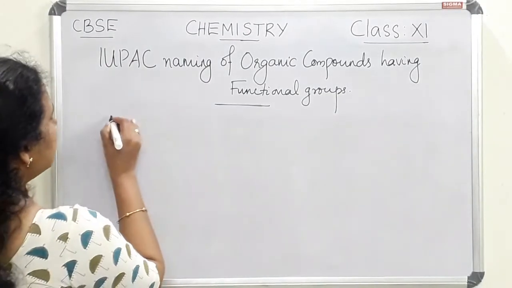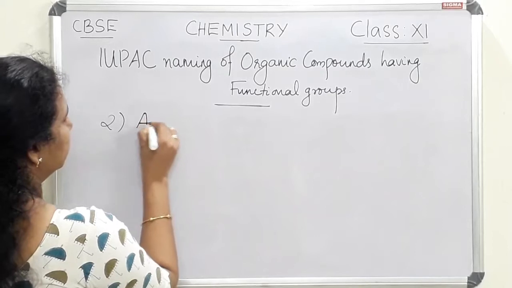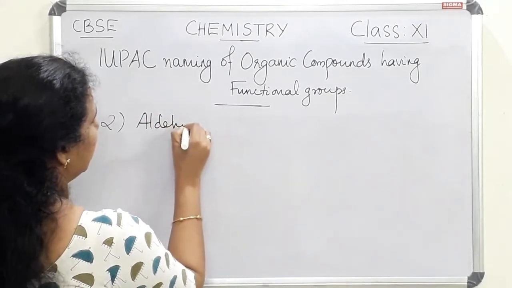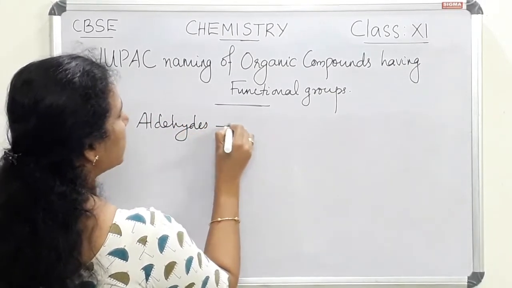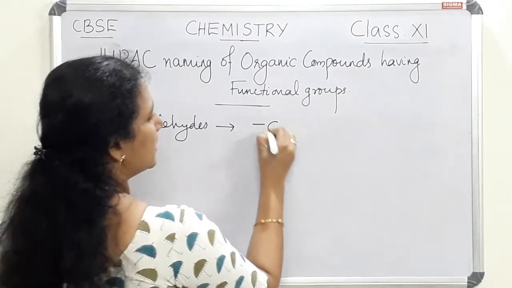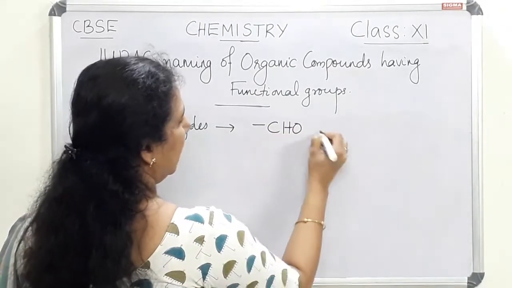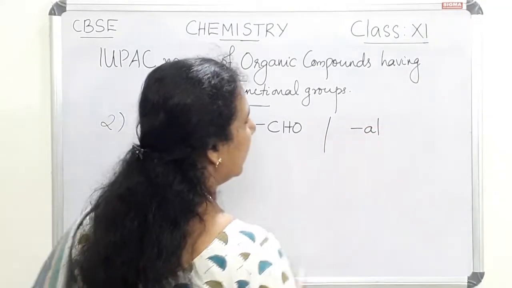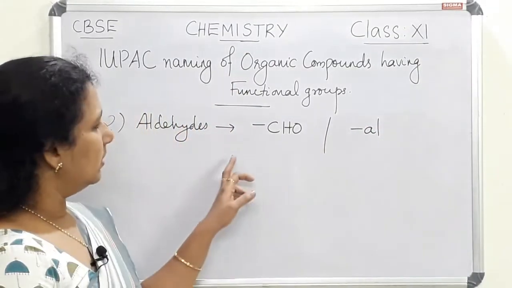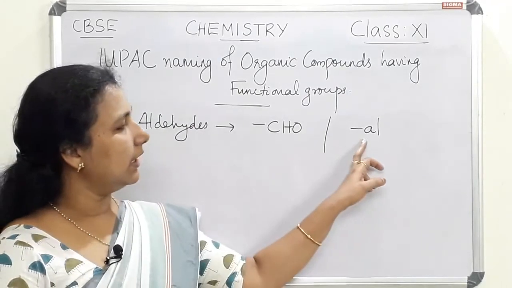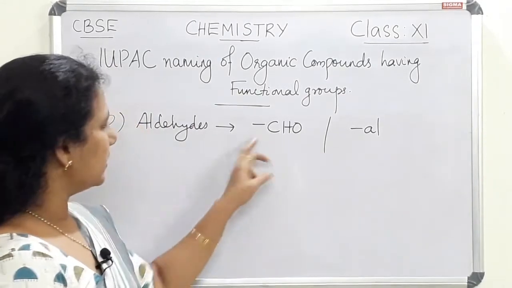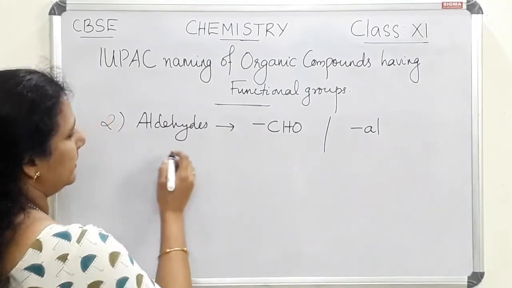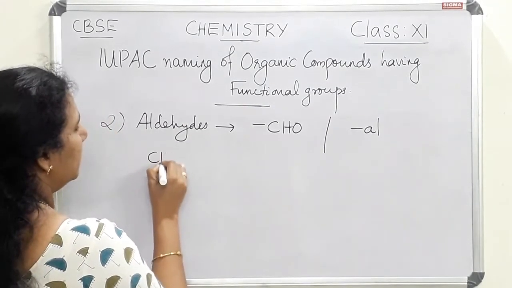Now the second one is aldehydes. For aldehydes, the functional group is CHO and the name ends with -al. That is the IUPAC naming ending with -al. So CHO is the functional group of aldehydes. We can write one example.